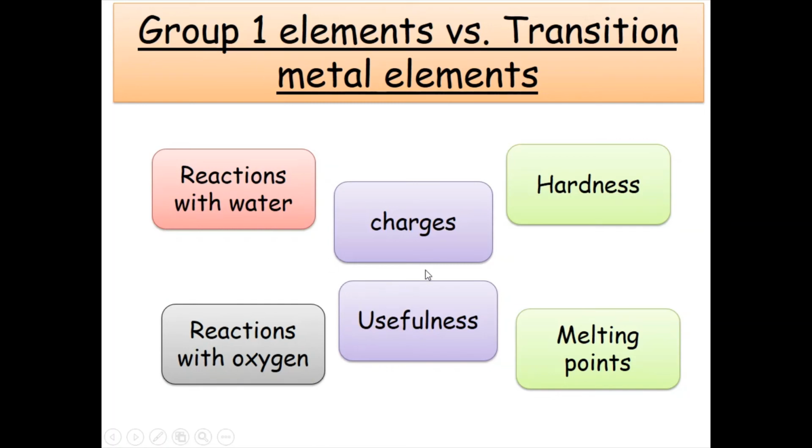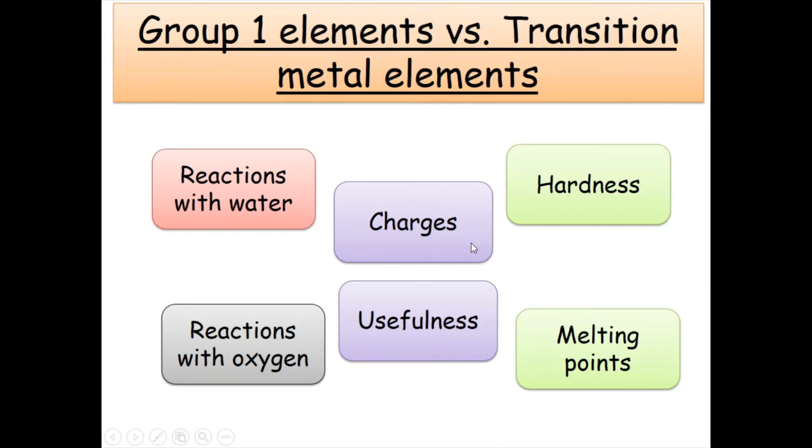So the hardness is higher, melting point is higher in transition metals compared to group 1 elements. Transition metals are also more useful than alkali metals. This is because of their reactivity. They react slowly with water and with oxygen compared to the vigorous reactions that alkali metals have with water or oxygen. The usefulness includes being used as catalysts for reactions, because they can be used again and again over a long time. And because of their strength, they're used in construction.